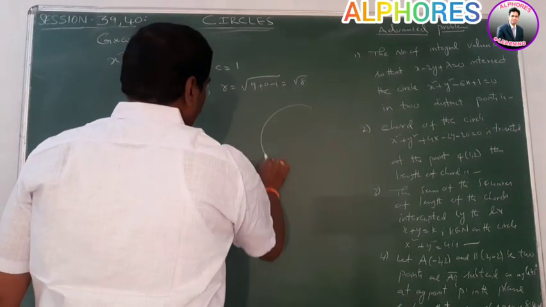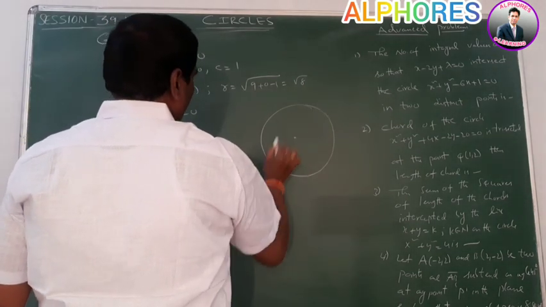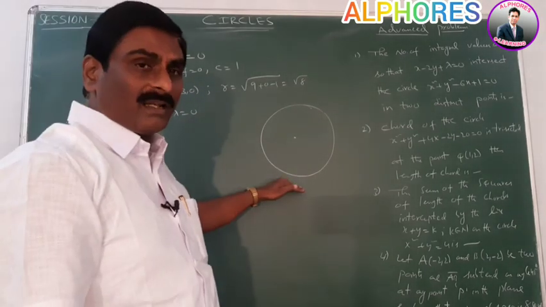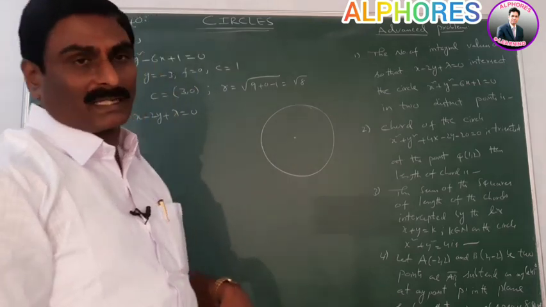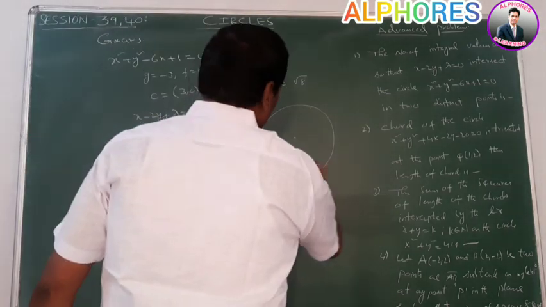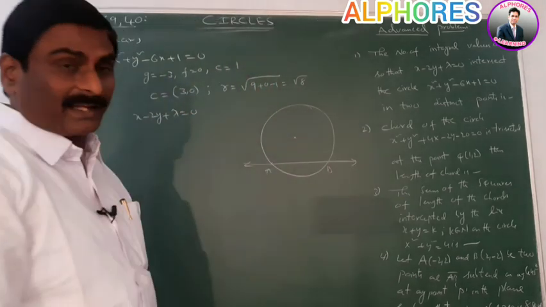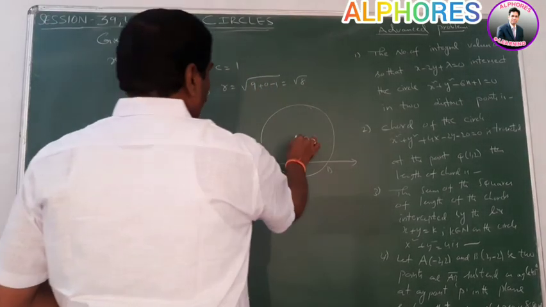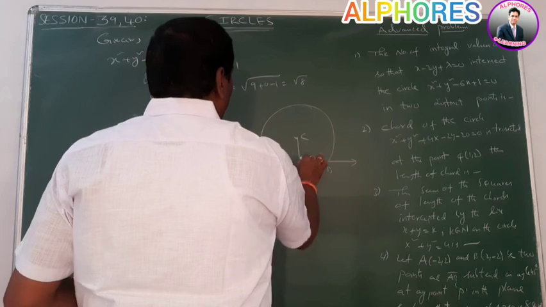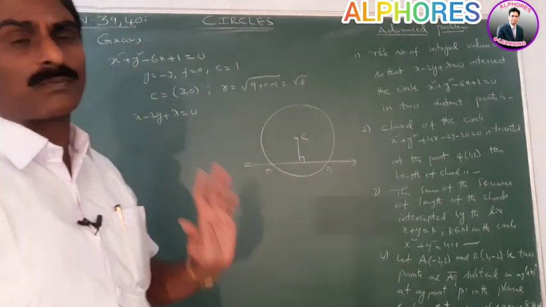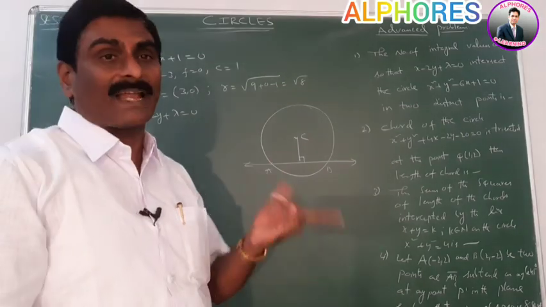That means it is one of the circle. The relation between the line and circle: the line cuts the circle, touches the circle, or lies away from the circle. Here, the line cuts the circle at two different points. That is nothing but the secant line. It is possible only when the perpendicular distance from the center to this chord, D, is always less than the radius. It is possible only when D is less than the radius.